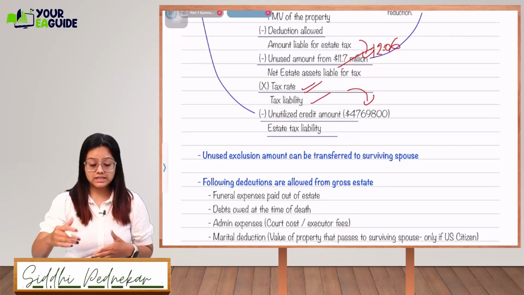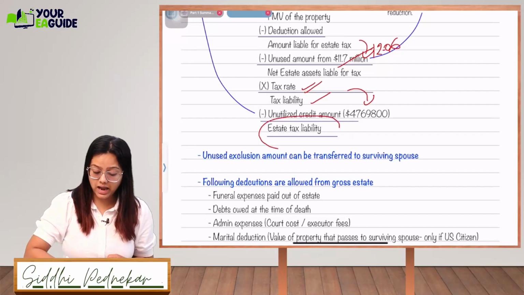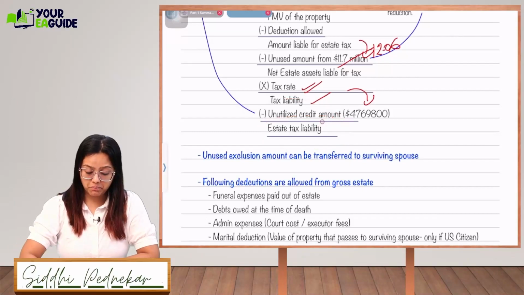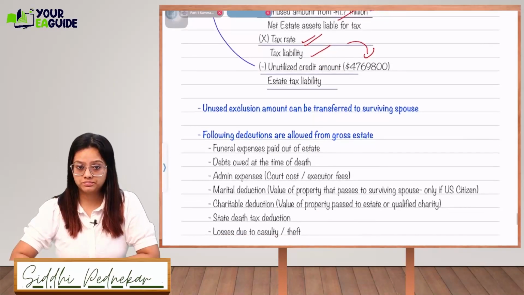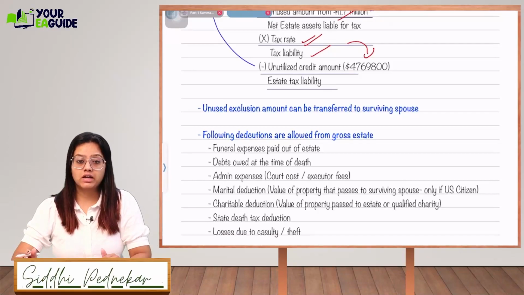When this asset is getting distributed to the beneficiary, they will get a deduction of whatever liability was already paid by the estate. That much proportionate amount they can take as a deduction. Unused exclusion amount can be transferred to the surviving spouse.